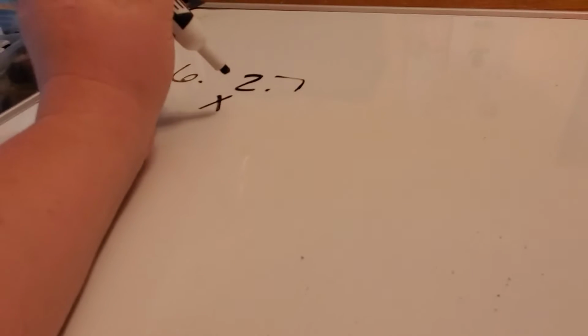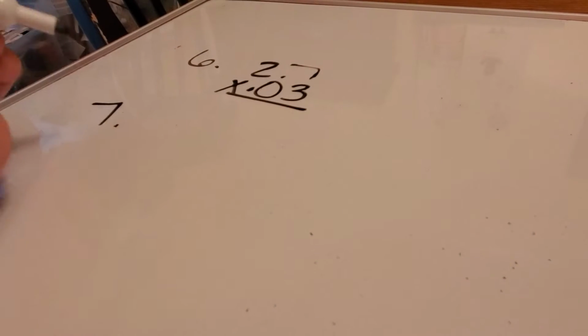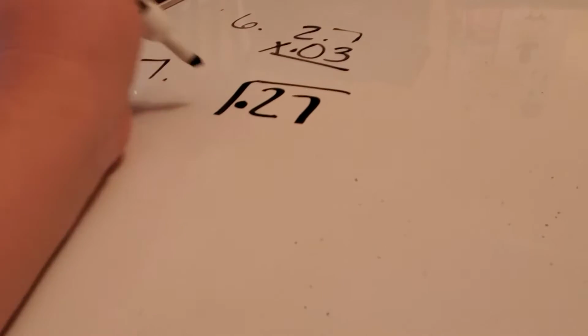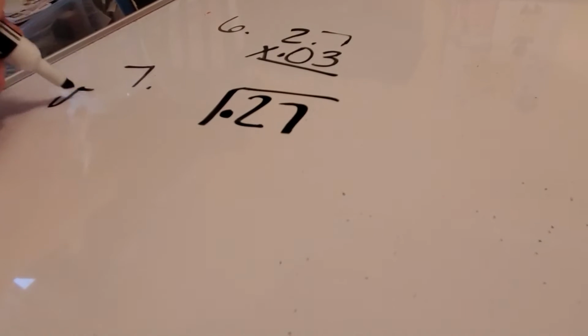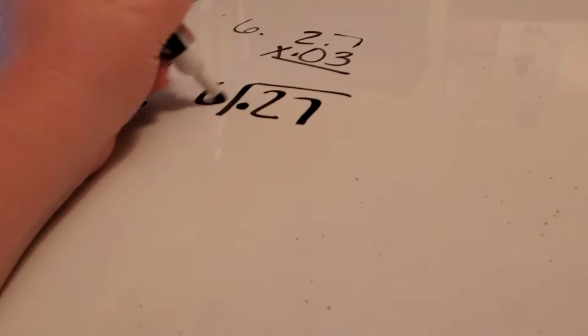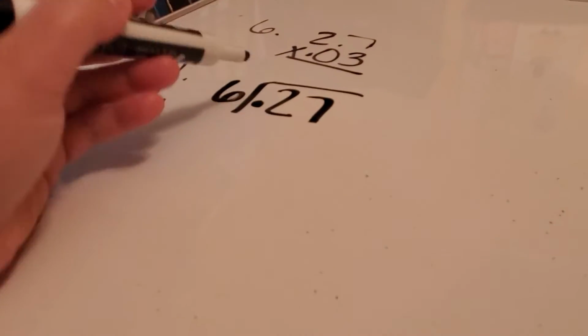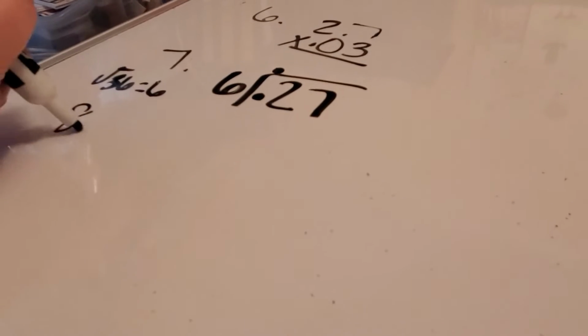On number 6, you do not have to line up your decimals on those, right? So you just say 2.7 times 0.03. Just like that, okay? Number 7, remember the one listed first goes on the inside. So 0.27. And what is the square root of 36? Well, the square root of 36, of course, is 6. Okay? So 6 into, and don't forget, you don't have to move your decimal here. Just bring it up because there's no decimal on the outside.